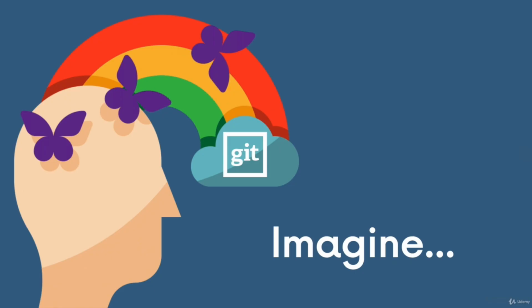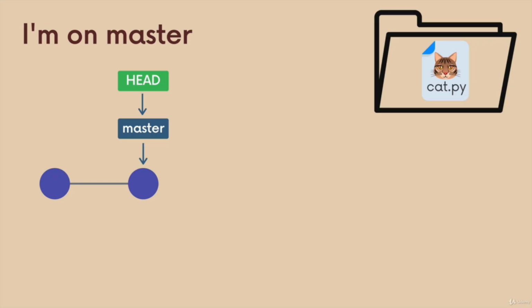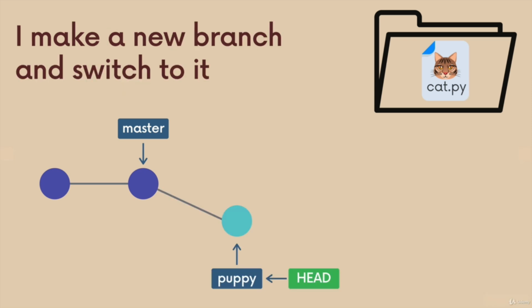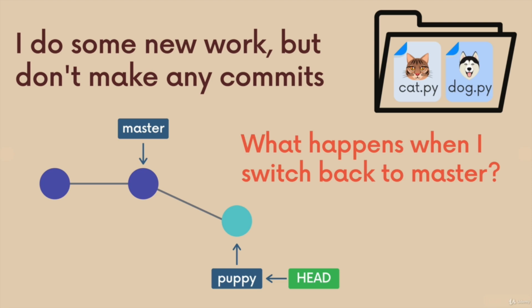So imagine for just a moment here, we're working on a repository and I'm on the master branch. You can see up top on the right side, I've got a single file I'm working on, a Python file called cat.py. So I'm doing a whole bunch of work and then I make some commits and then I switch over to a new branch. I just make that new branch, I switch to it, it's called puppy, and I do some more work over here. And then I have some uncommitted work on this puppy branch. So I never committed this dog file, for example.